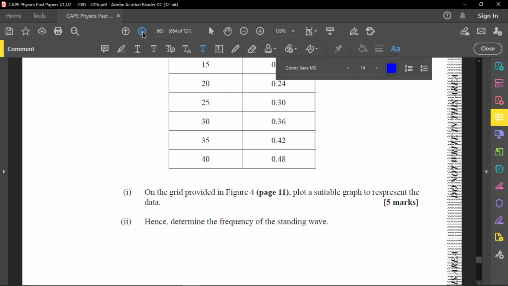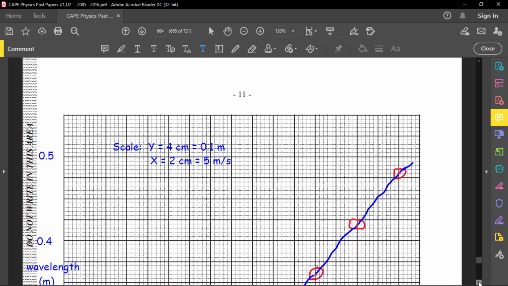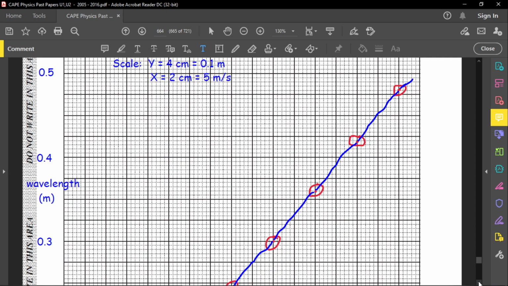On the grid provided in figure 4, page 11, plot a suitable graph to present the data. Let's skip and go to the graph I've drawn before, and the graph will look like this. I know you know how to do this, but just to remind you real quick, make sure you put your scale. Very important. Use a scale and make sure you use large graphs, at least half of your page.